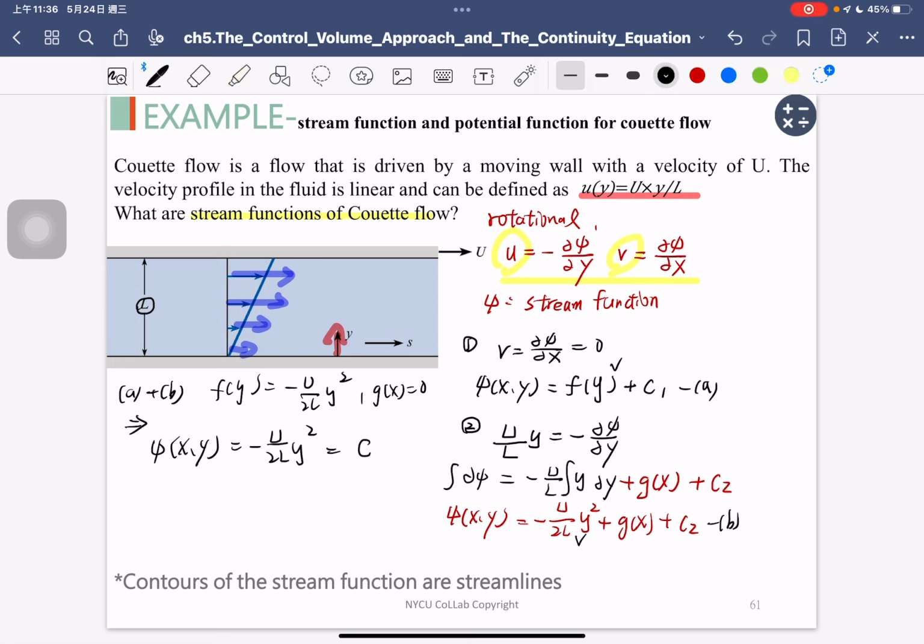Okay, so C is the constant value. Any constant value you can put in here. If C is 0, you can draw a line. If C is equal to 1, you can draw another line. So all the streamlines should be parallel to each other.